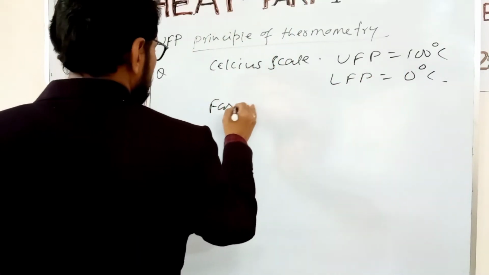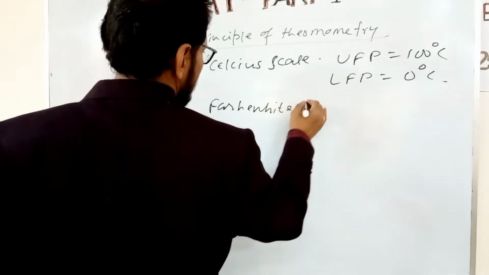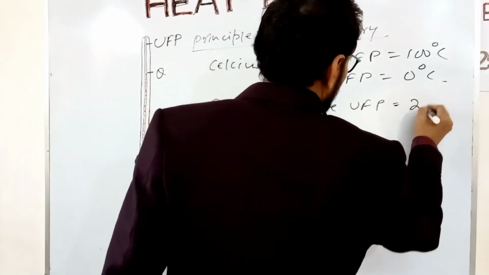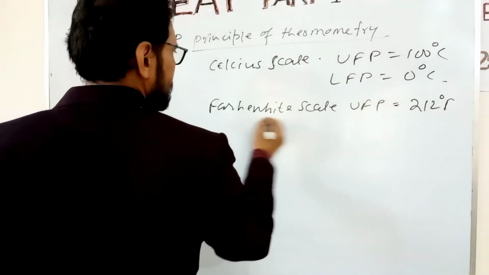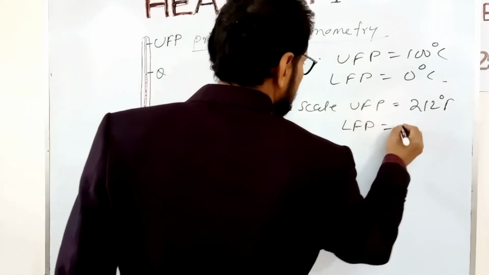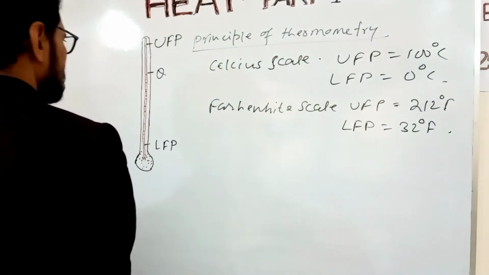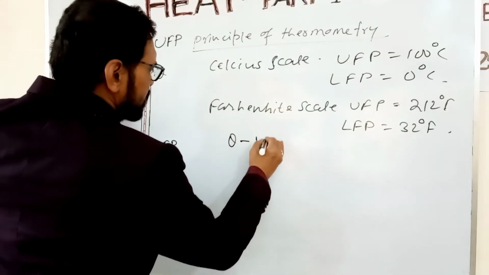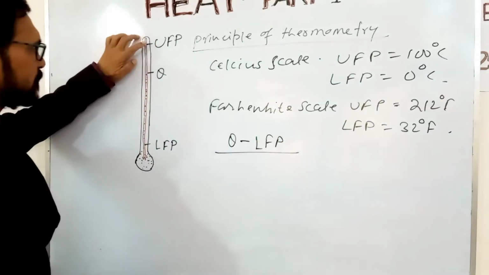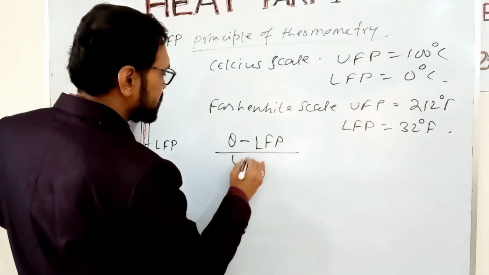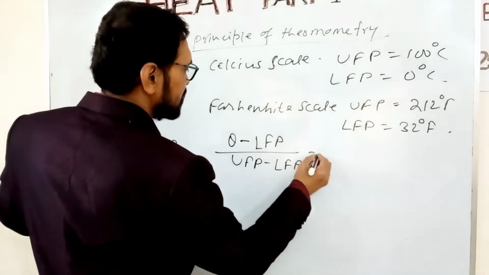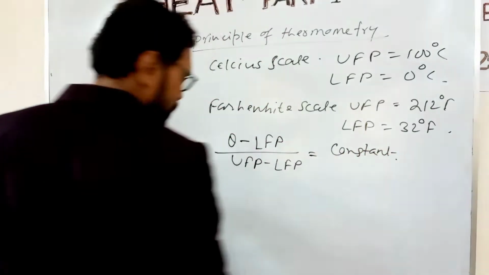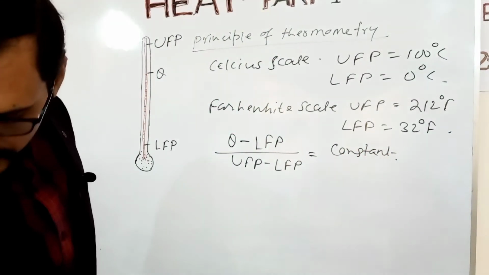For the Fahrenheit scale, the upper fixed point is 212 degree Fahrenheit and the lower fixed point is 32 degree Fahrenheit. The principle is that theta minus the lower fixed point of any thermometer, divided by the interval, upper fixed point minus lower fixed point, is equal to a constant. This is constant for any thermometer. So this is the principle.